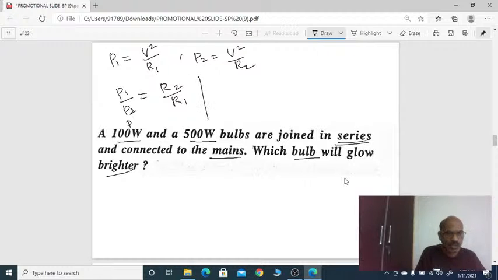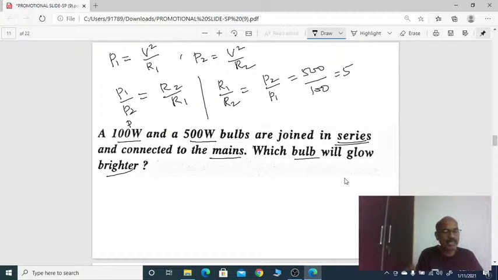So R1 by R2 equals P2 by P1, inversely proportional. P2 is 500 and P1 is 100, so P2 by P1 is 5. If the two bulbs are connected in series to the main, the current flowing through them will be the same. In a series connection the current is the same.